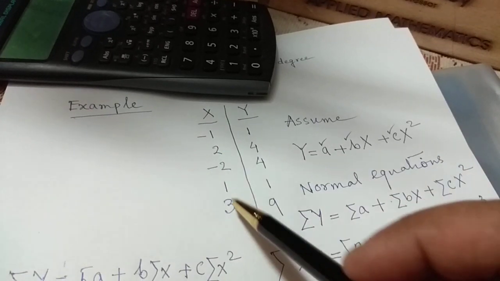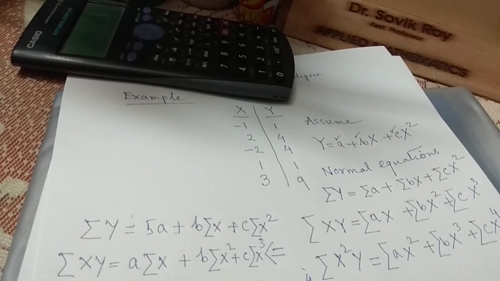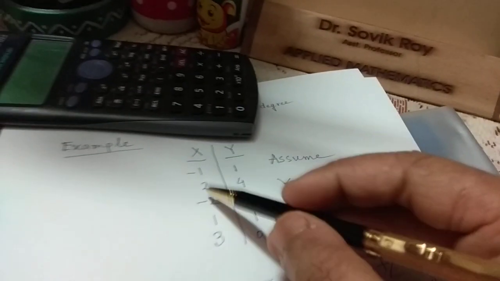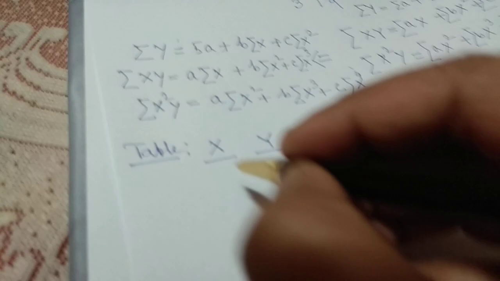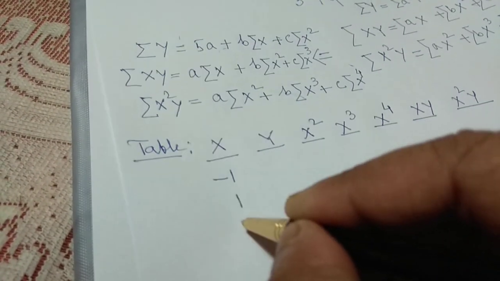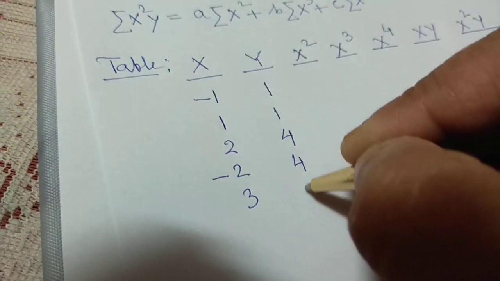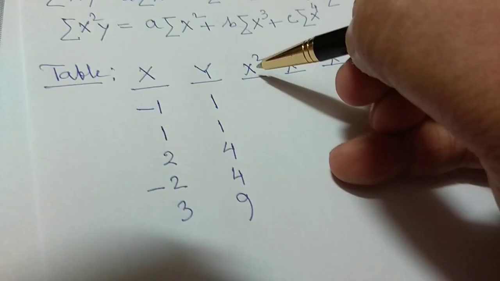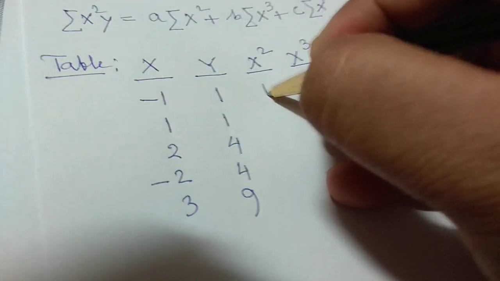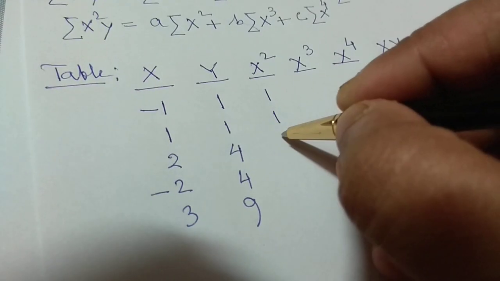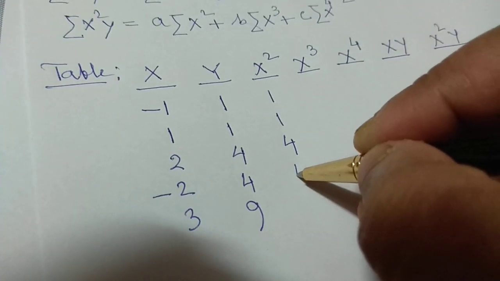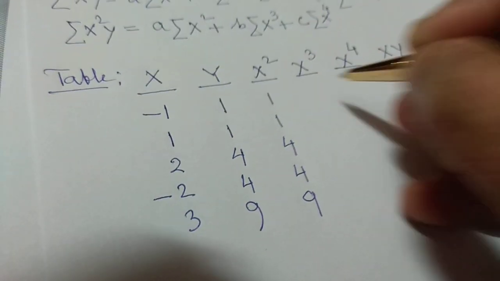We are going to put the values of x and y as given in the question. So the values are -1, 1, 2, -2, 3, and these values are 1, 1, 4, 4, and 9. Now x squared is the square of that, so I'm going to put it. This is 1, this is 1, this is 4, this is 4, and this is 9.